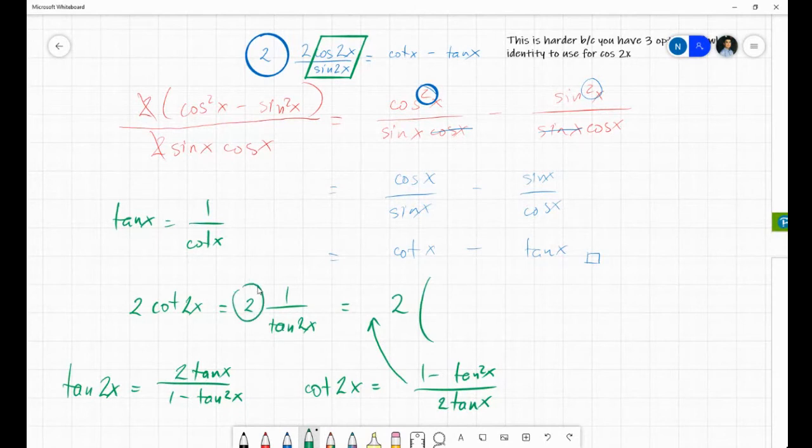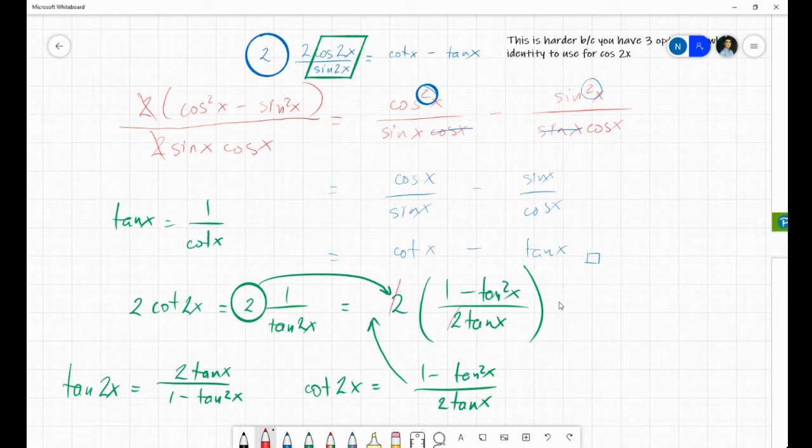So now I'm going to make that substitution here. The 2 came from here: 1 minus tan square x over 2 tan x. And you can see here the 2 will cancel. So I am left with 1 over tangent minus tangent square over tangent. So 1 over tangent is cotangent. One of the tangents will cancel, and we are left with 1 tangent. So there we go.